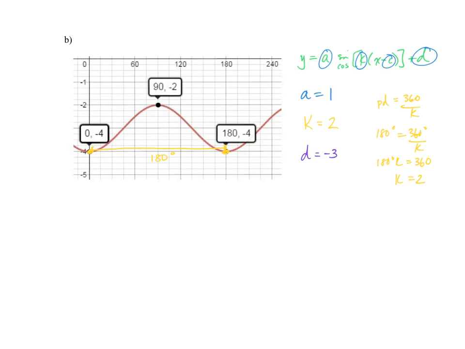Okay. Now, given those properties, what I'd like you to do is pause the video and try to build one sine equation and one cos equation to match up. Go ahead and pause it now.